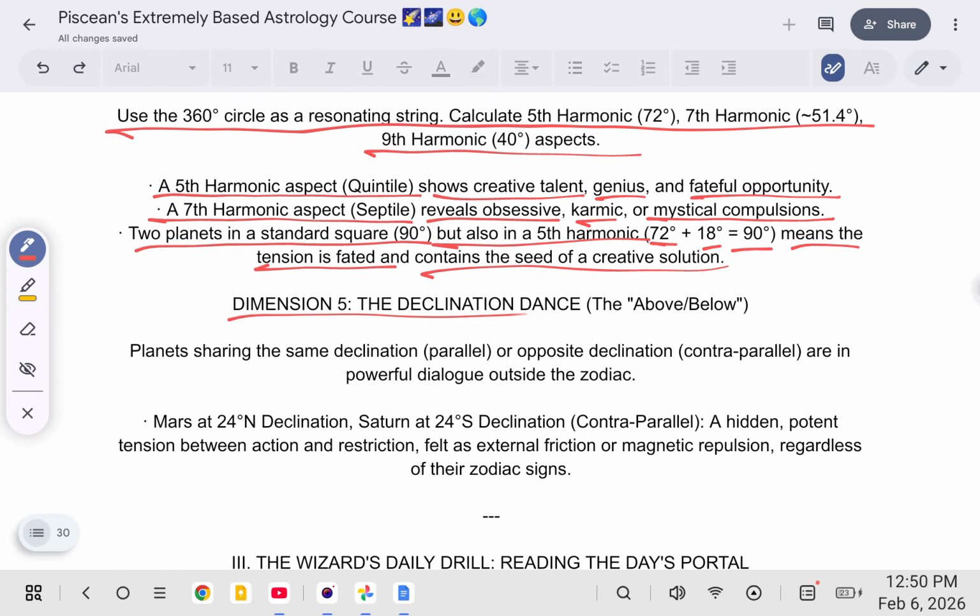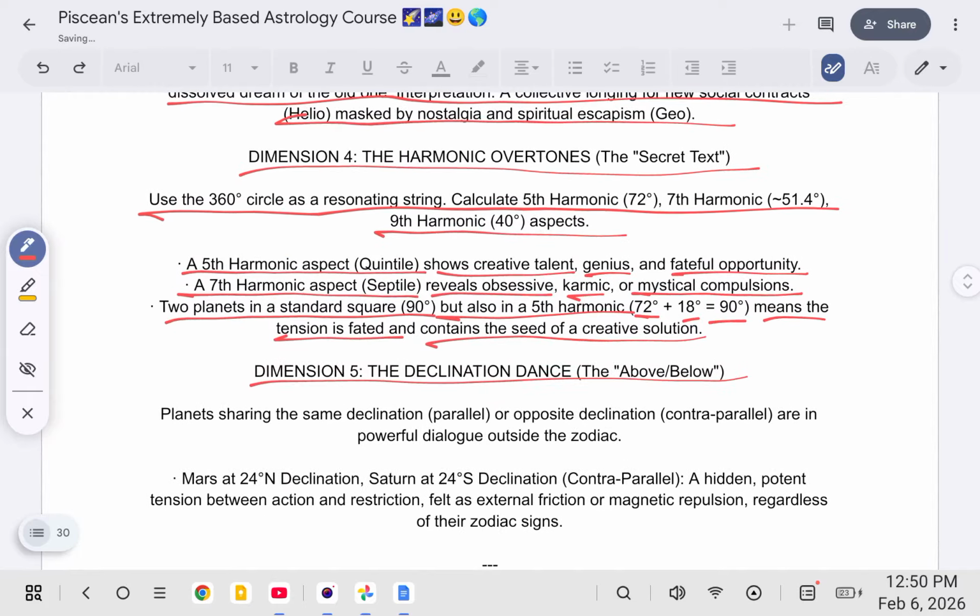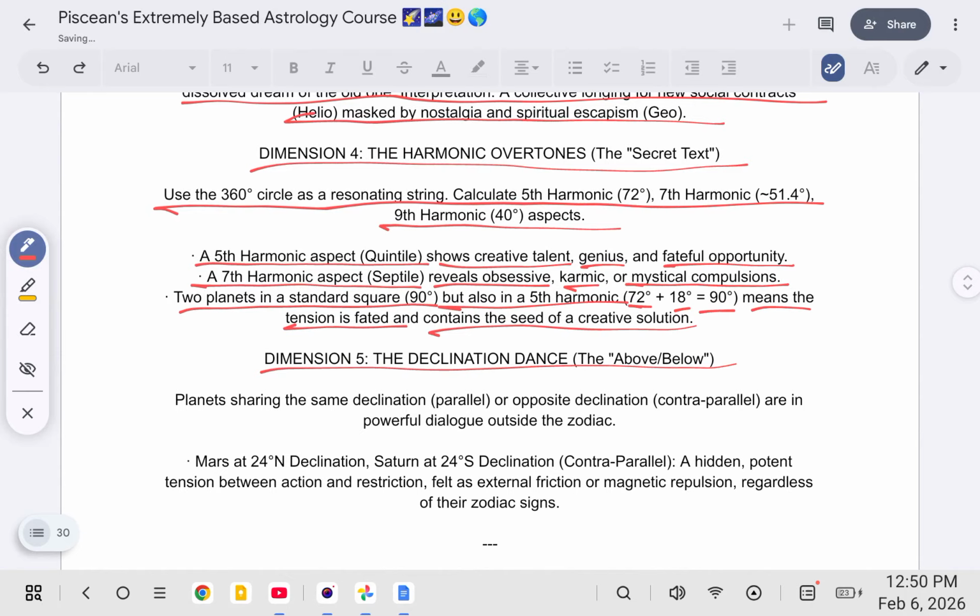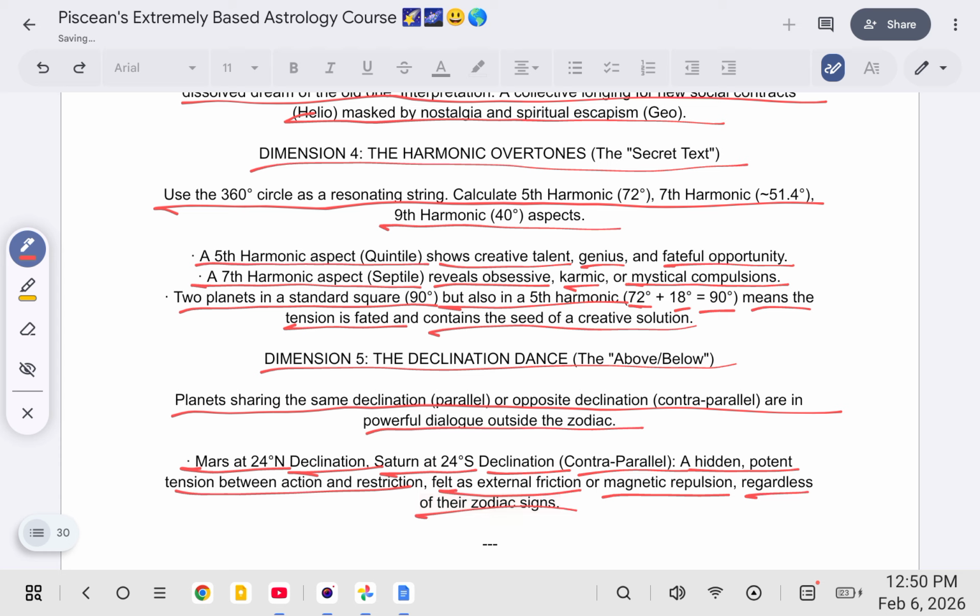So our 5th dimension, the declination dance, the above, below. So planets sharing the same declination, parallel, or opposite declination, contra-parallel, are in powerful dialogue outside the zodiac. Mars at 24 degrees north declination, Saturn at 24 degrees south declination, contra-parallel, a hidden potent tension between action and restriction, felt as external friction or magnetic repulsion, regardless of their zodiac signs. We're just looking at the planets.